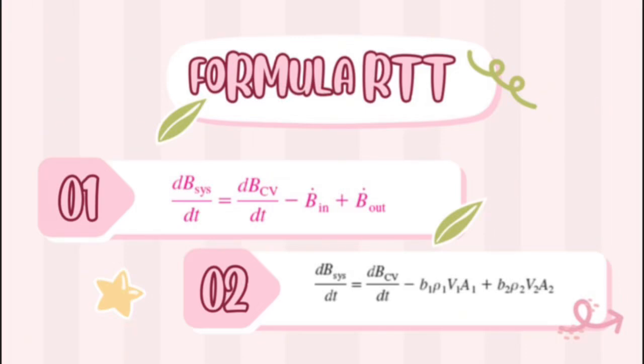How do we calculate inflow and outflow? The formula uses B dot in equals b rho V A, where b is property per unit mass, rho is density, V is fluid velocity, A is cross-sectional area.